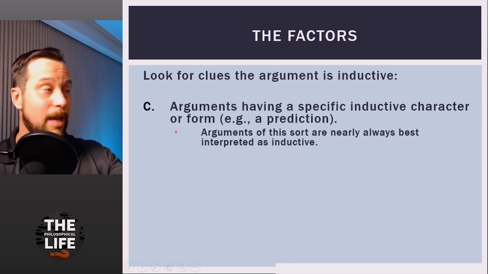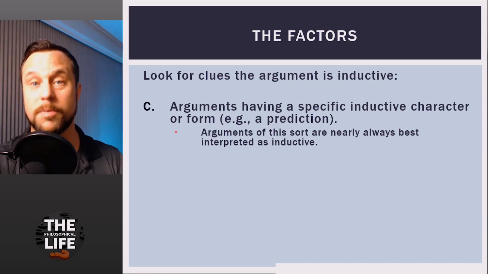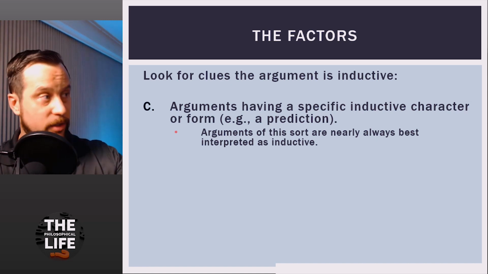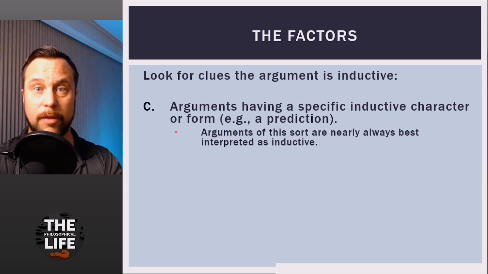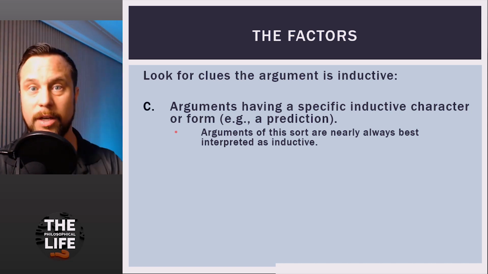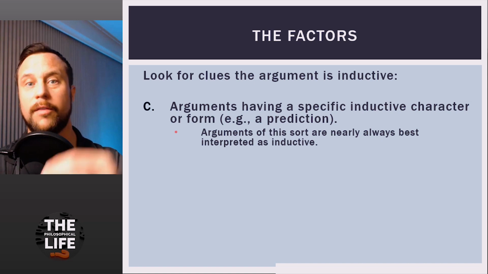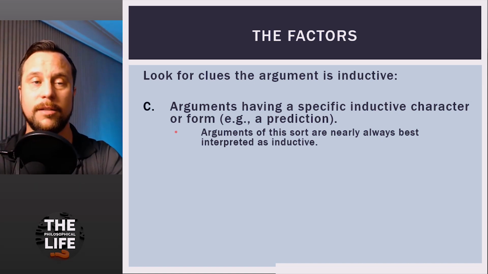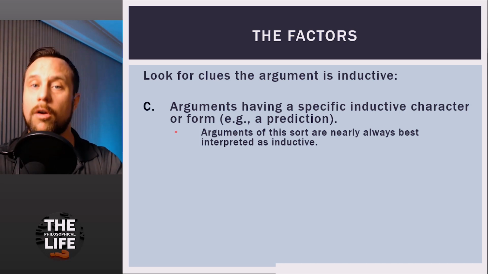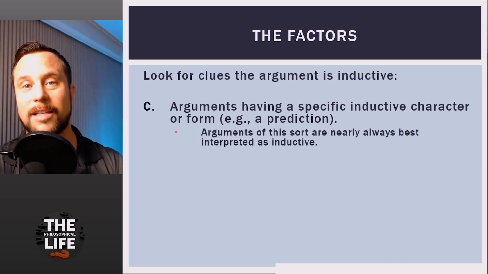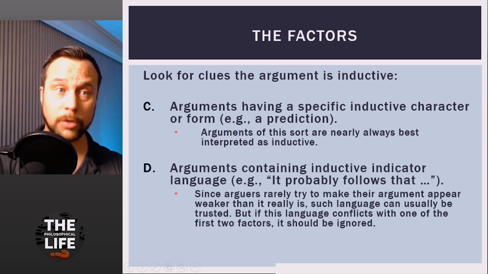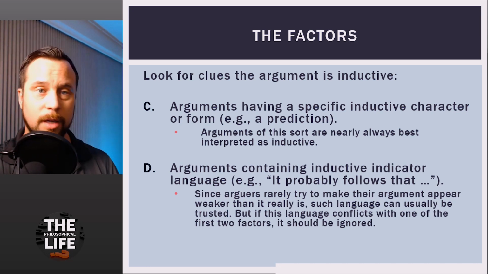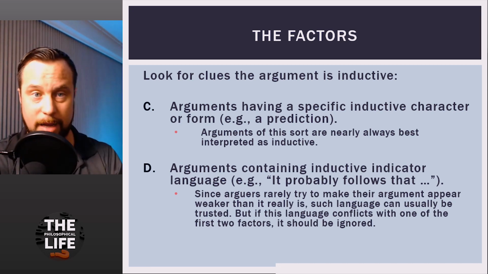Additionally, you might look, as it says here, for arguments having a specific inductive character. And so you might spot that something's a prediction, that it's claimed to follow from a set of evidence that this further thing that is going to happen in the future is likely to happen given the truth of the evidence. And arguments of that sort are typically best interpreted as inductive. Also, you might have arguments containing inductive indicator language, which we talked about earlier, like it probably follows that.